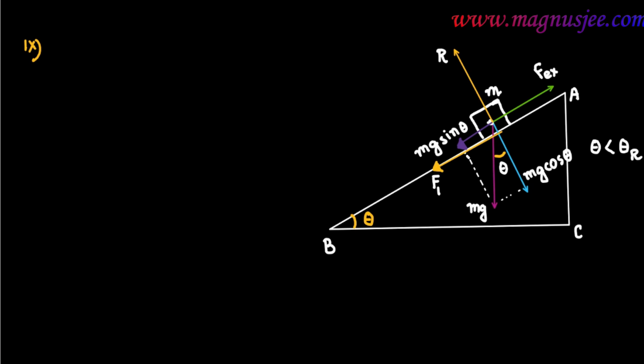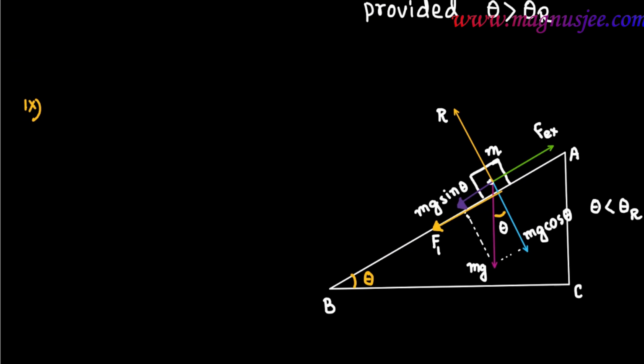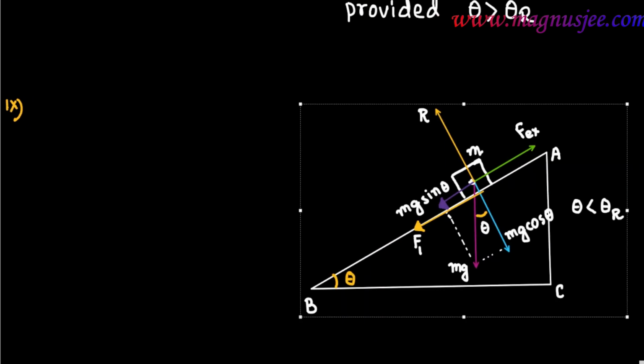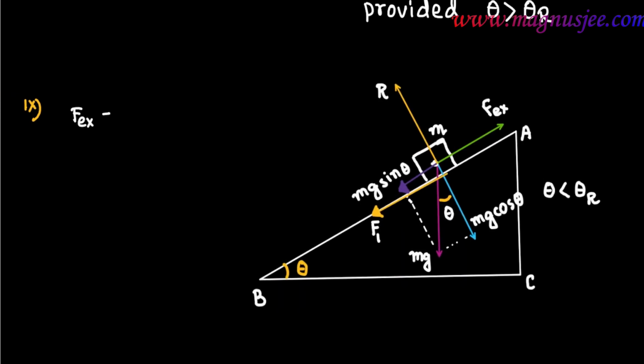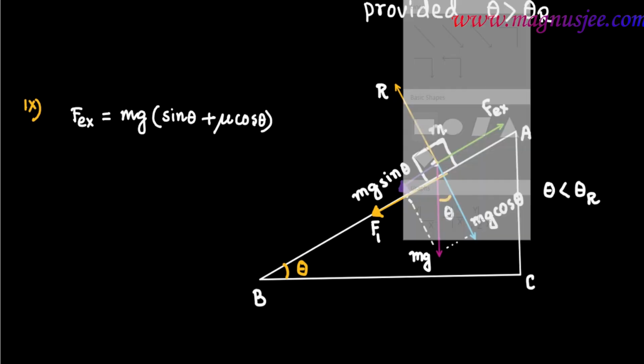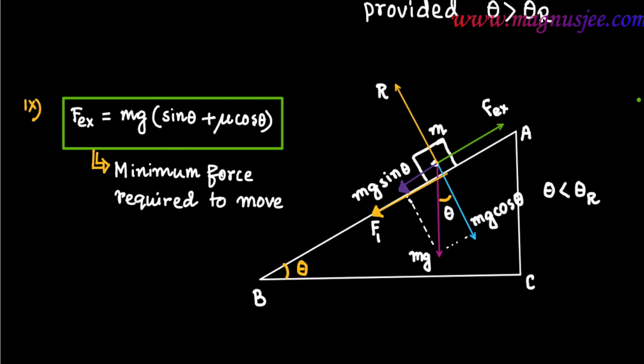Number 9 formula. In this case, we have to find the expression of minimum force required to move a body up the inclined plane, provided the angle of inclination theta is less than theta R. The formula of minimum force required to move the body: Fex equals mg (sin theta plus mu cos theta). This is the minimum force required to move a body up the inclined plane provided theta is less than theta R.